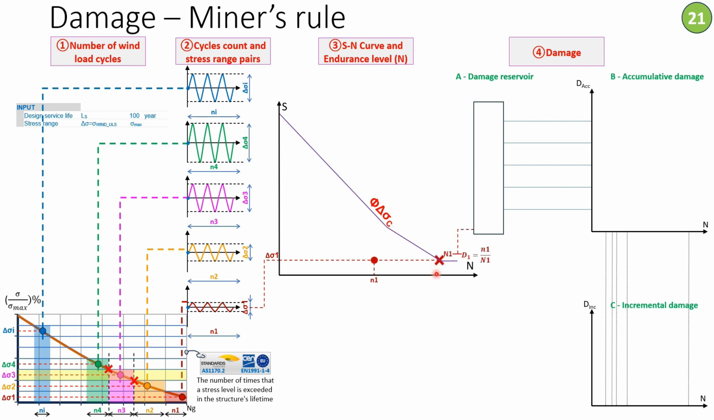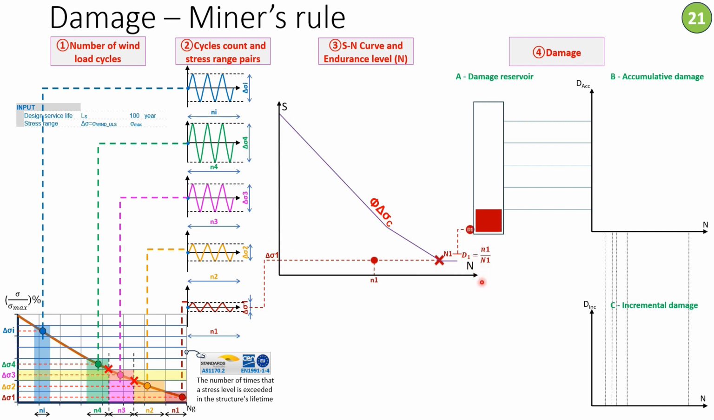The endurance is the maximum number of cycles to failure for a structural connection or structural detail subjected to a stress range equal to delta sigma 1. And here, Miner's rule applies. So the damage is basically equal to the actual number of cycles of a specific stress range divided by the maximum number of cycles to failure under the same stress range. So it's small n1 divided by capital N1.